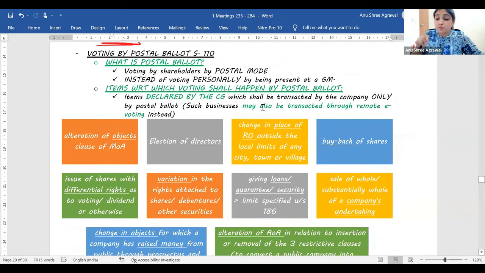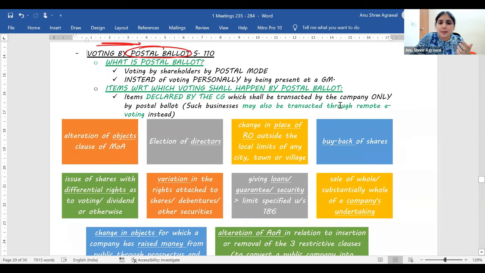All right, guys. So under voting, we learned by poll, we learned by e-voting. Now coming to the last point under voting, voting by postal ballot. In postal ballot, sitting at home itself, using the postal services, you are casting your vote.